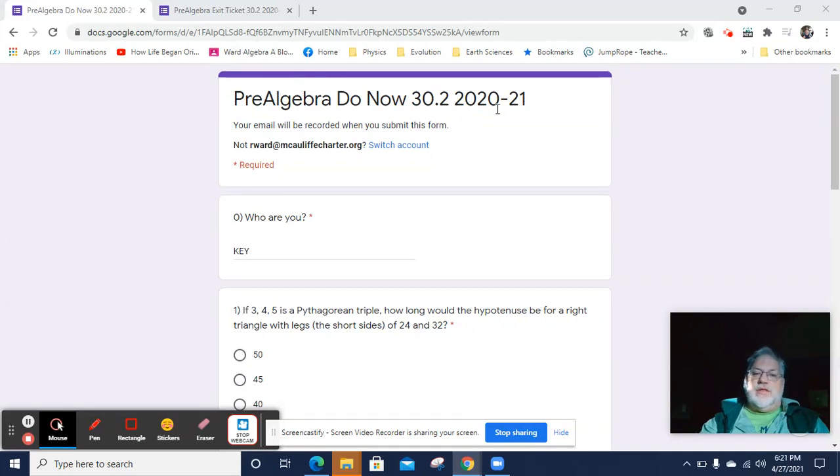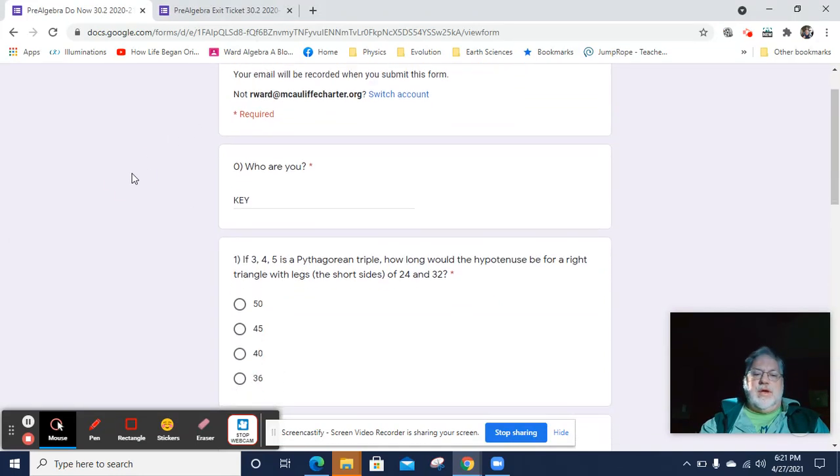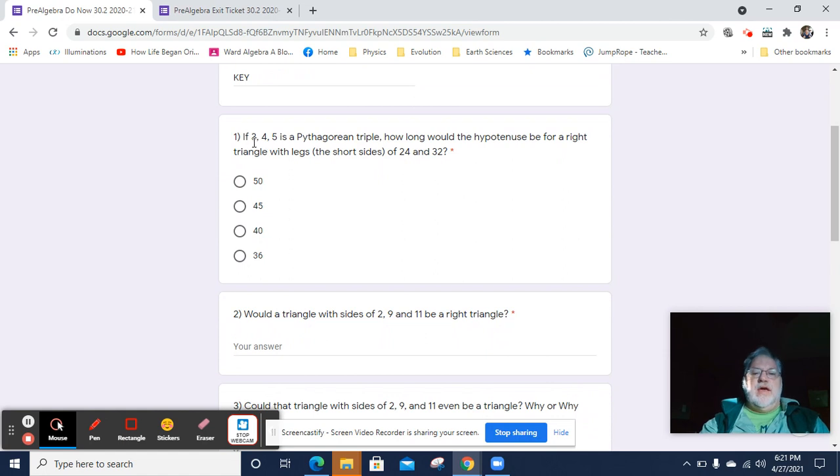This is PreAlgebra Do Now 30.2, and here we go with the video key. If you have a 3, 4, 5 triangle, a Pythagorean triple, how long will the hypotenuse be for a right triangle with legs, that's the short sides, 24 and 32? Well, 24 and 32 are 3 times 8 and 4 times 8, respectively. So the hypotenuse would end up being 5 times 8, so it would be 40.